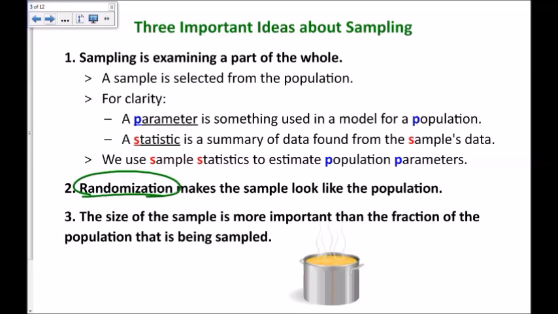Okay, third, which is kind of counterintuitive. This may not make a lot of sense, but it's the size of the sample, not the size of the population, that is most important when we're doing a sample. Okay, so the size of the sample is more important than the fraction of the population that is being sampled.